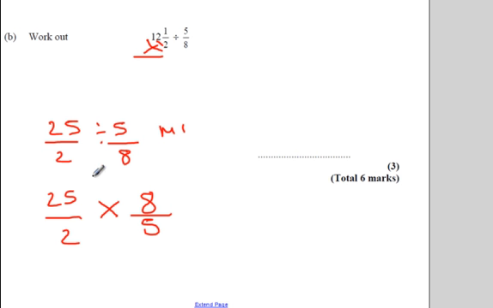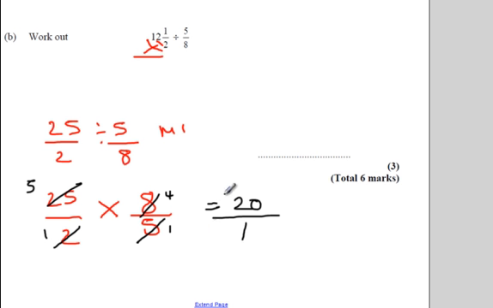Now I could go 25 times 8 and 2 times 5, just like we did when we were multiplying. But if you remember my trick for cancelling beforehand, that's going to make life a lot easier. So 5's go into 5 once, and they go into 25 5 times. And now I'm left with 2 even numbers. So 2's go into 2 once, and 2's go into 8 4 times. So now I've got 5 multiplied by 4, which is 20, all over 1 multiplied by 1, which is 1.